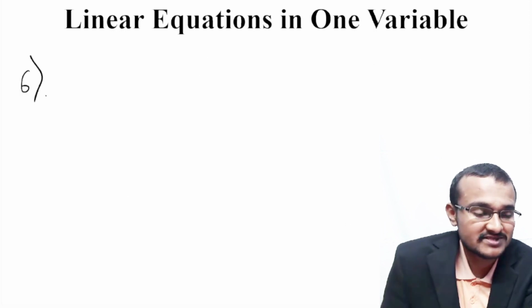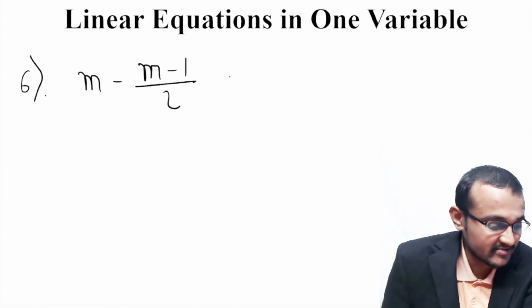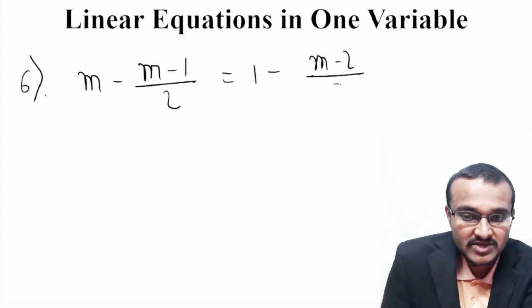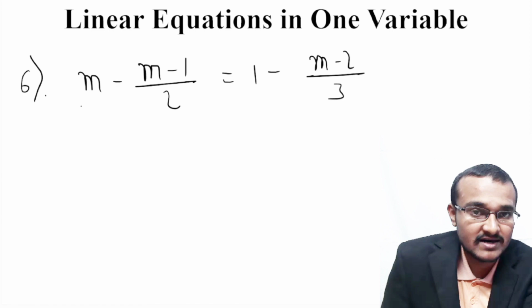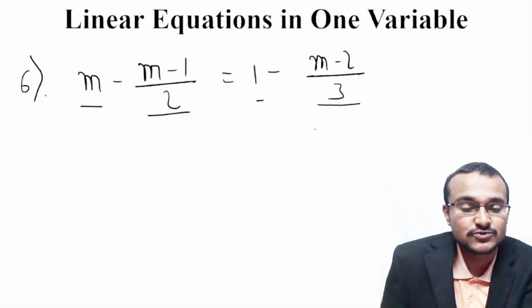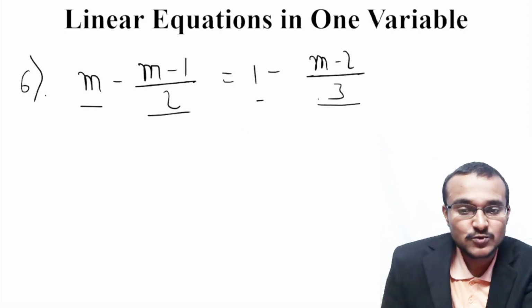Now let me solve the sixth question in this particular exercise. So the sixth question is (m minus 1) divided by 2 is equal to 1 minus (m minus 2) divided by 3. So you have two terms on LHS, m and (m minus 1) by 2, and you have two terms in RHS as well, 1 and (m minus 2) by 3.